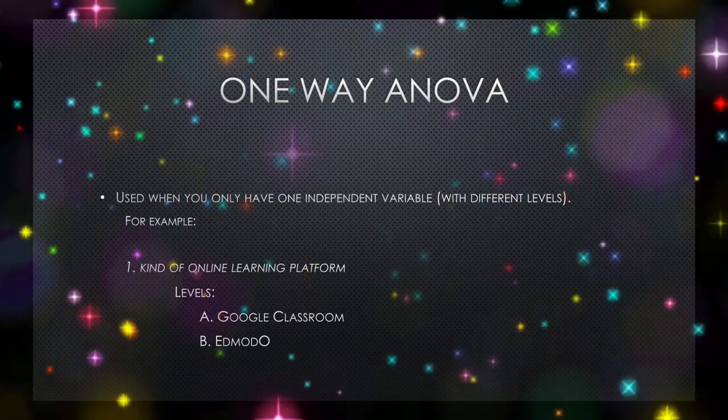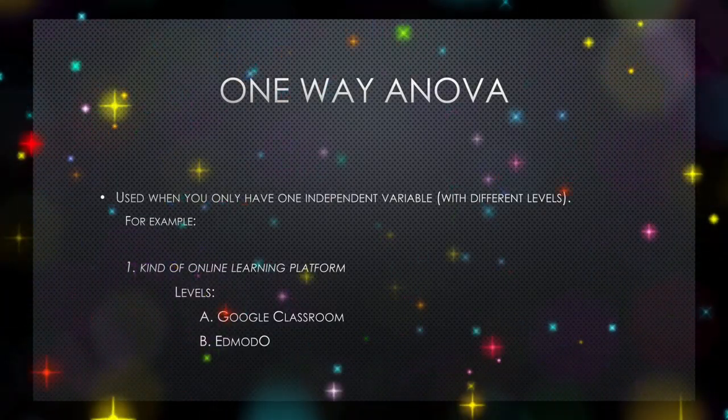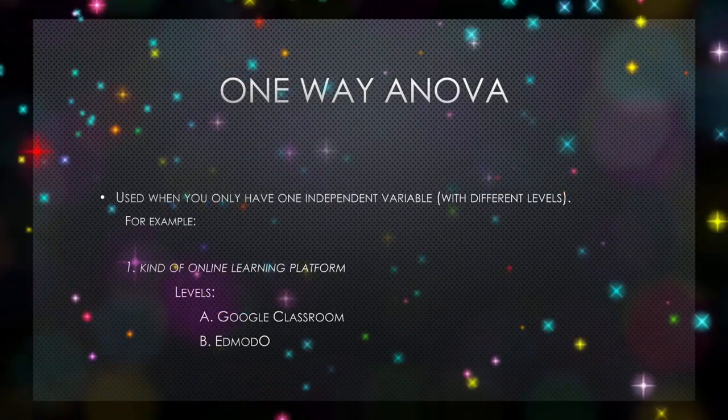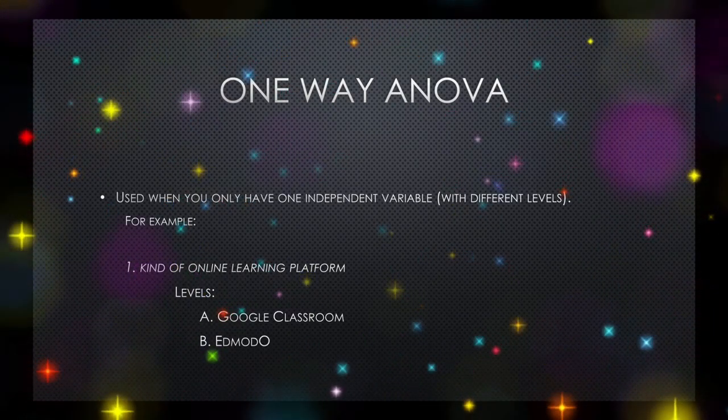So you have many levels. You can have two or more. So Google Classroom and Edmodo are two different levels of online learning platform. You can add more to this. This is just the example that I gave.